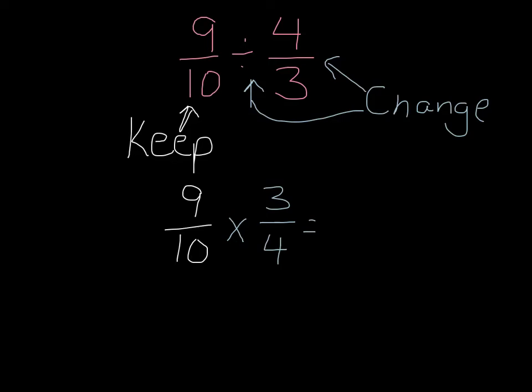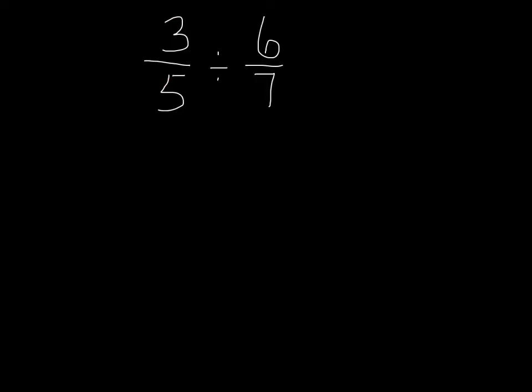Again, to multiply fractions, we're going to multiply straight across the top, straight across the bottom. So 9 times 3 is 27. 10 times 4 is 40. You always want to ask yourself, can I simplify my fractions? And for this problem, the answer is no. So let's try another problem.